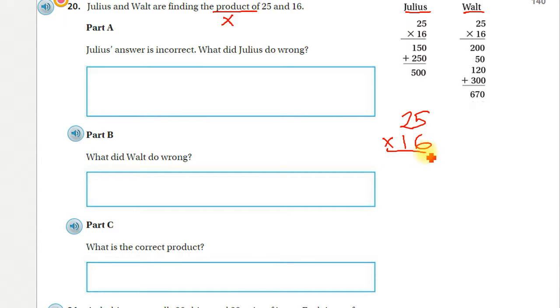I'm going to do regrouping first. It looks like that's how Julius tried to solve it. So I want to see what Julius did and see if I get the same thing Julius got. So 6 times 5, that's 30. 0 goes down, 3 goes up. 6 times 2 is 12, plus my 3 is 15. Okay, yeah, so far, Julius and I are getting the same thing. He got 150, I got 150. Okay, I'm done with my 6.